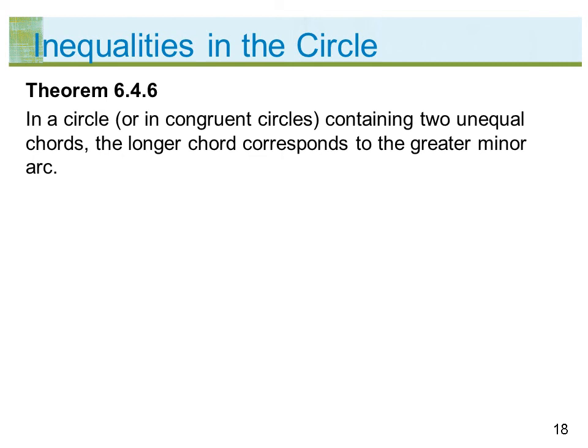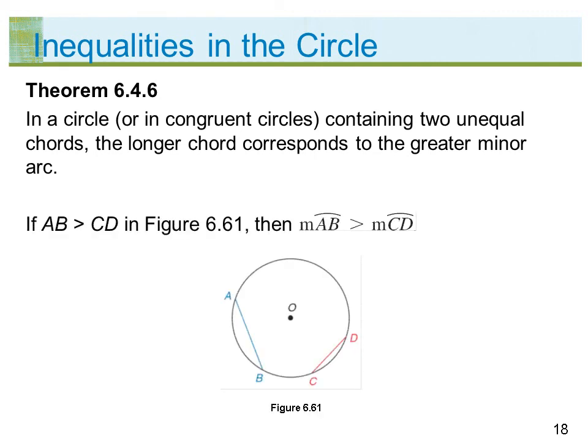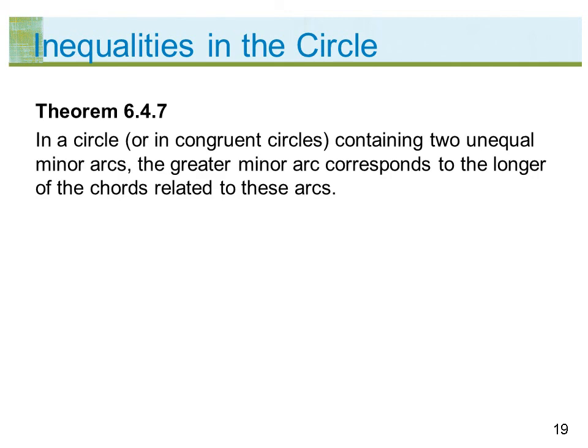In a circle or in congruent circles containing two unequal chords, the longer chord corresponds to the greater minor arc. If length AB is greater than length CD in Figure 6.61, then the measure of arc AB is greater than the measure of arc CD. Theorem 6.4.7. In a circle or in congruent circles containing two unequal minor arcs, the greater minor arc corresponds to the longer of the chords related to these arcs.